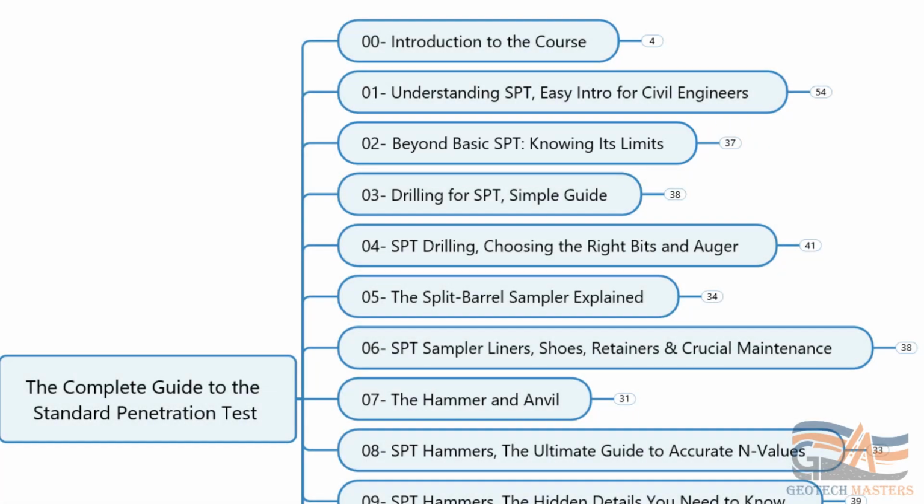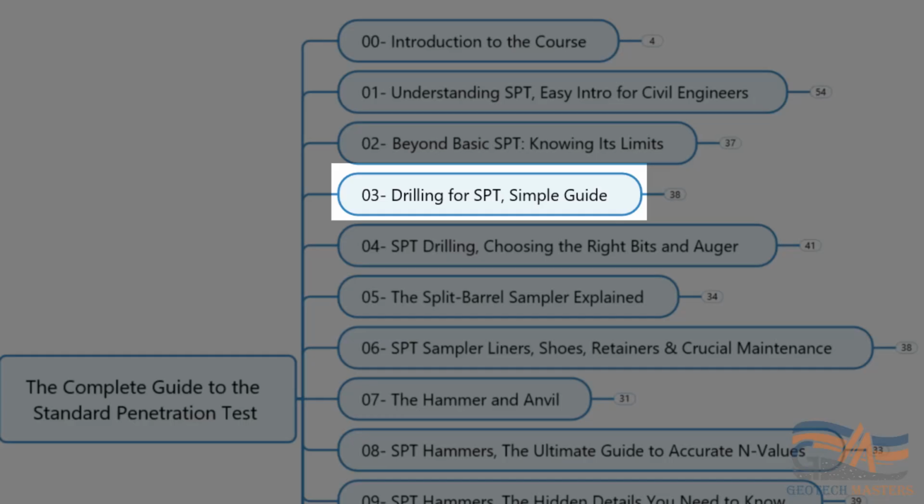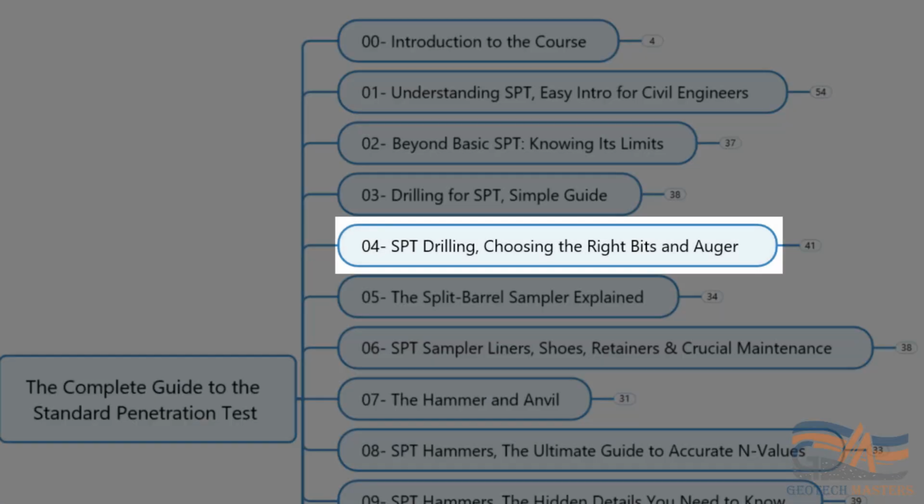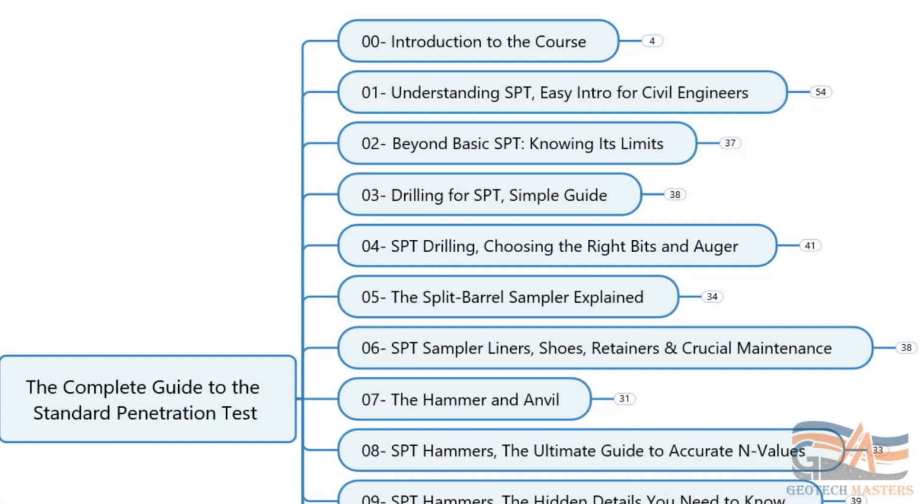Then we get our hands dirty with Drilling for SPT, a simple guide. This is all about borehole preparation, a step that, if done incorrectly, can invalidate your entire test. In session 4, choosing the right bits and augers, we dive into the specific tools of the trade, learning how the right equipment choice is critical for preserving the integrity of the soil you are about to test.